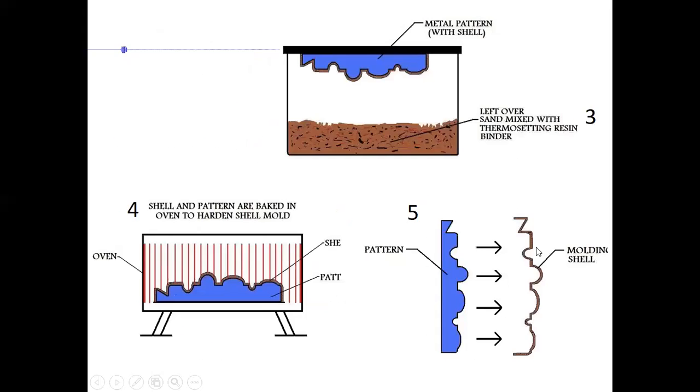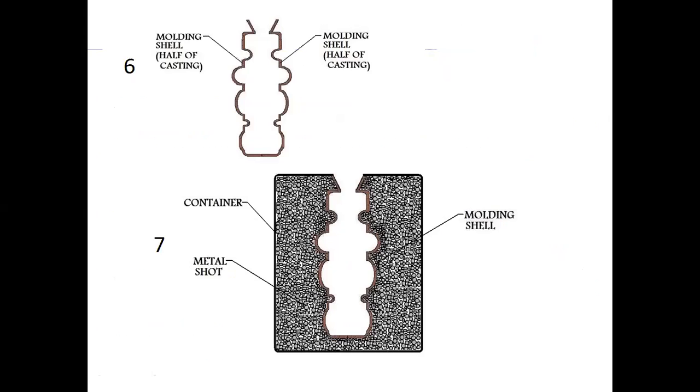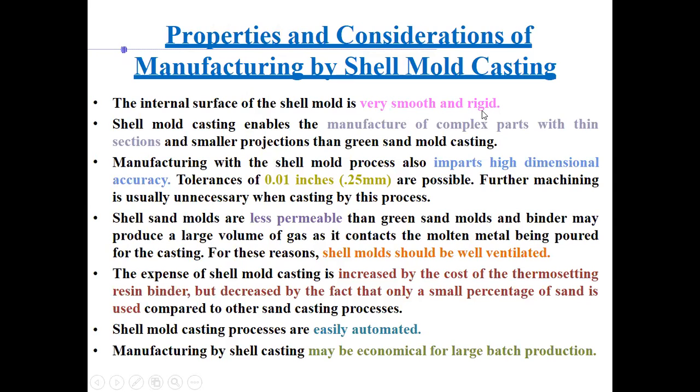Okay, then. You see what are the properties and considerations of manufacturing by shell mold casting. The internal surface of the shell mold is very smooth and rigid, right? It has to be smooth because the surface roughness of this internal surface will decide the surface roughness of the casting, just as in sand mold casting, where the internal surface finish of the cavity decides the surface finish of the casting. So it has to be very smooth and rigid because it has to withstand the molten metal temperature and metallostatic force, pressure, etc.